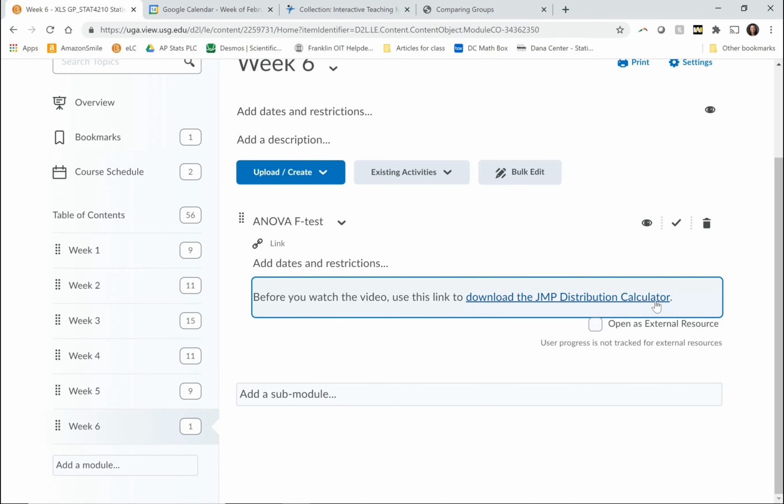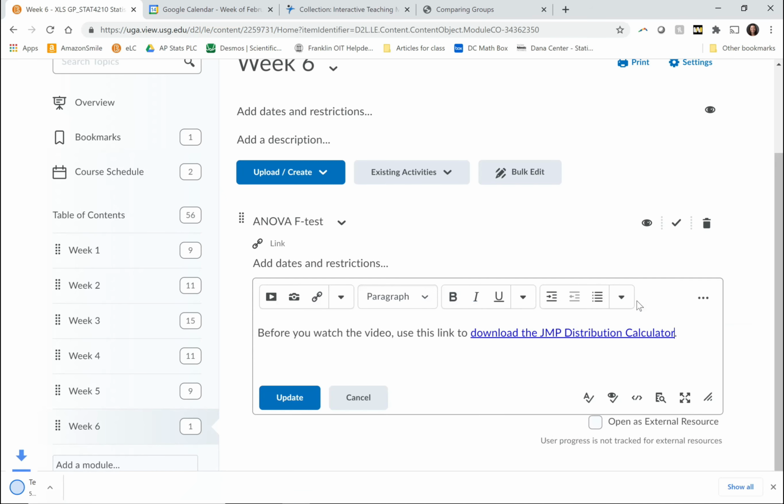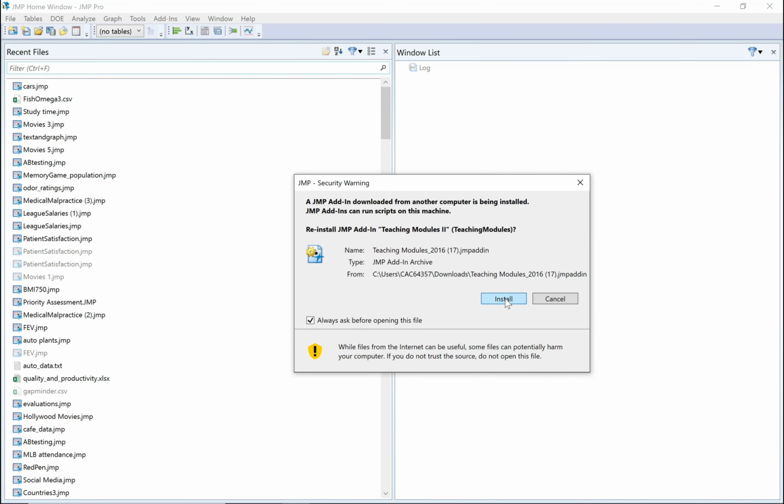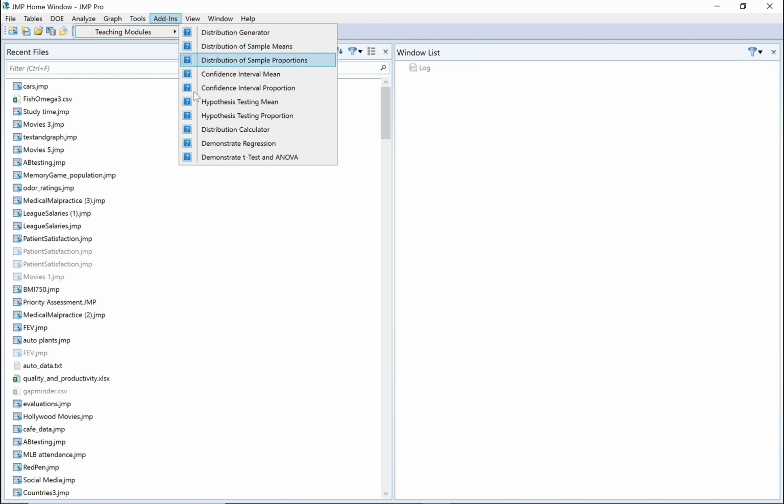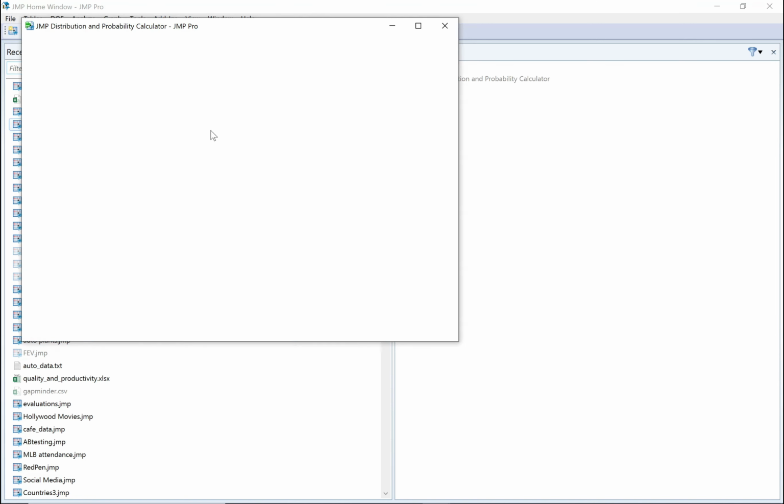Then if you haven't already, use the link on ELC to download the JMP distribution calculator. It should come up here at the bottom. I'm going to open that, and then just click install. Should be pretty fast. The way you'll know that it worked is that you should see add-ins up here at the top. So we're going to click add-ins, teaching module, distribution calculator.